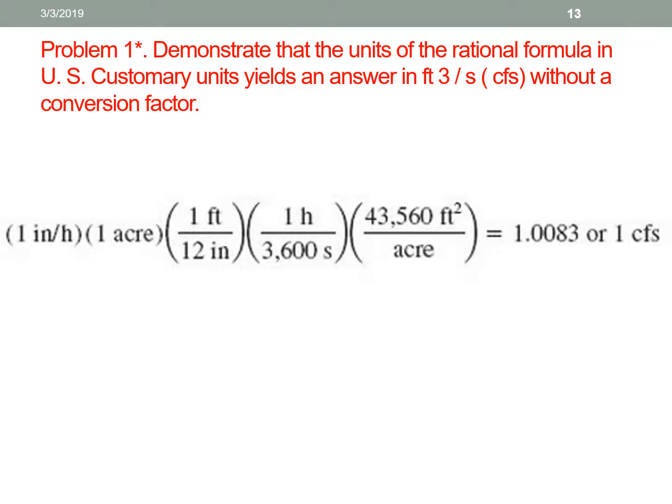Solution. So 1 inch per hour times area of 1 acre, and as you see, intensity is 1 inch per hour, area is 1 acre, and 1 foot is 12 inches, 1 hour is 3600 seconds, and the conversion from acres to feet squared is 43,560 feet squared. The number you will come up with will be 1.0083 feet cubed per second, which is almost 1. Because of this, we do not need conversion if we have area in acres and intensity in inches per hour.